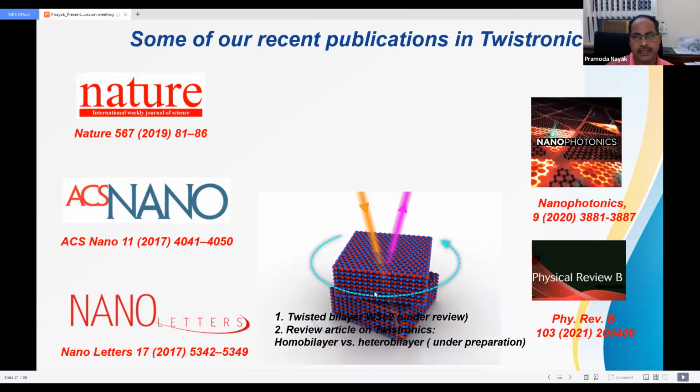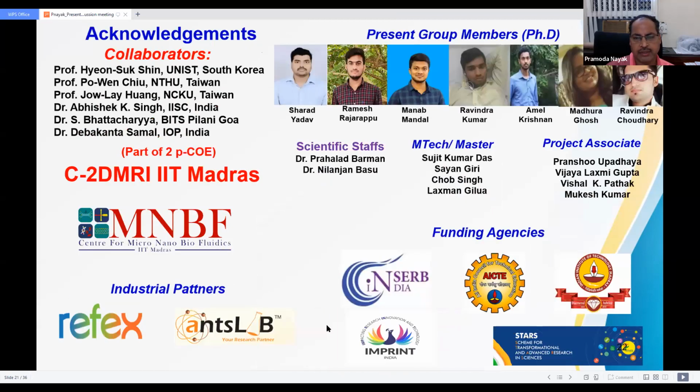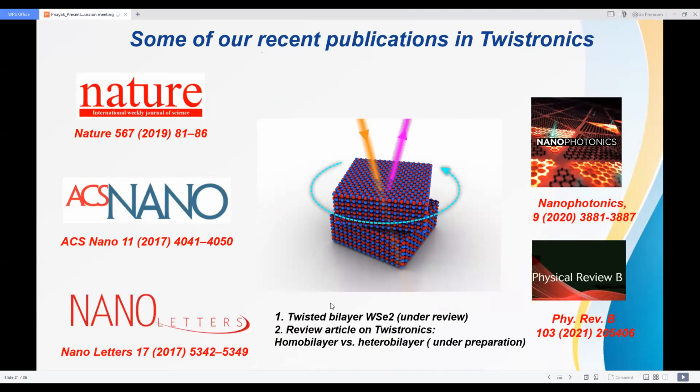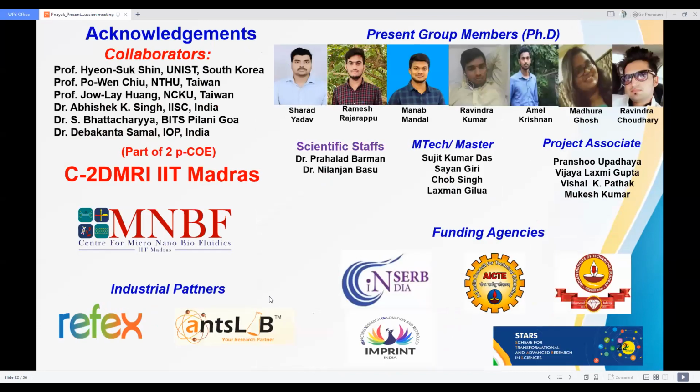And this is a summary of selected publications in this area. We are also writing a review now about twistronics, because this is the right time to write a review. And these are the funding agencies, and these are all the students who are working here.